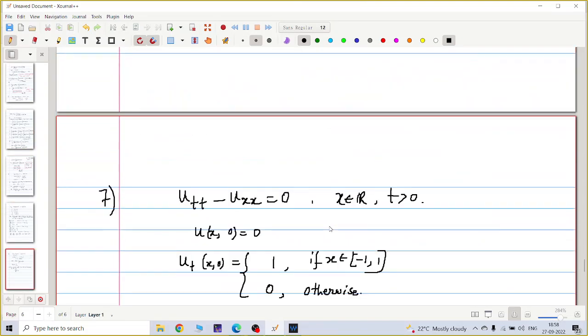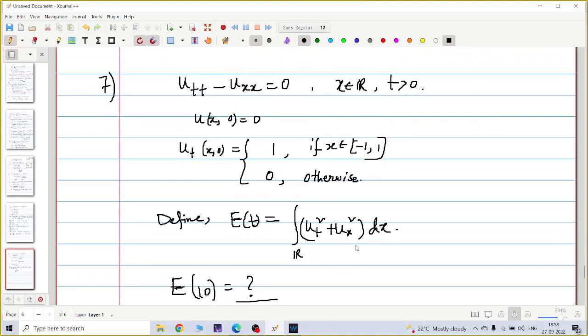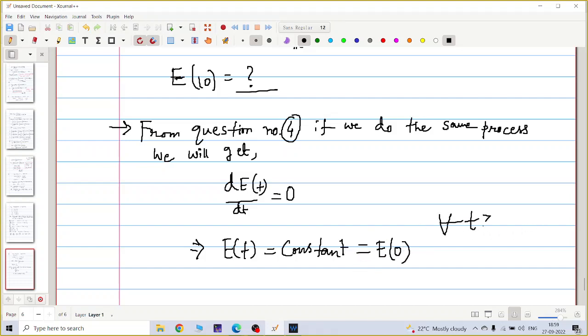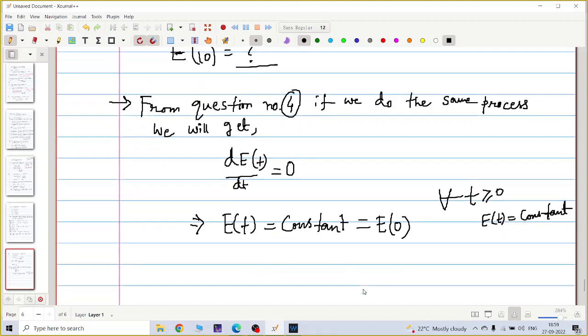Right? E is an integral. E is equal to integral over R of u_t square plus u_x square. So d/dt of E(t) equal to 0 means E(t) is a constant function. E(t) equal to a constant for any t greater than or equal to 0. So that means for any t it is the same value. Constant means I can take particularly t equal to 0, so for simplicity I put t equal to 0.